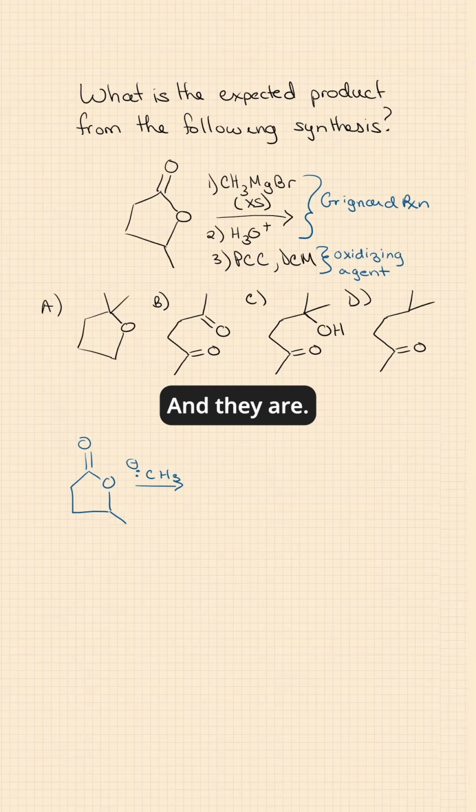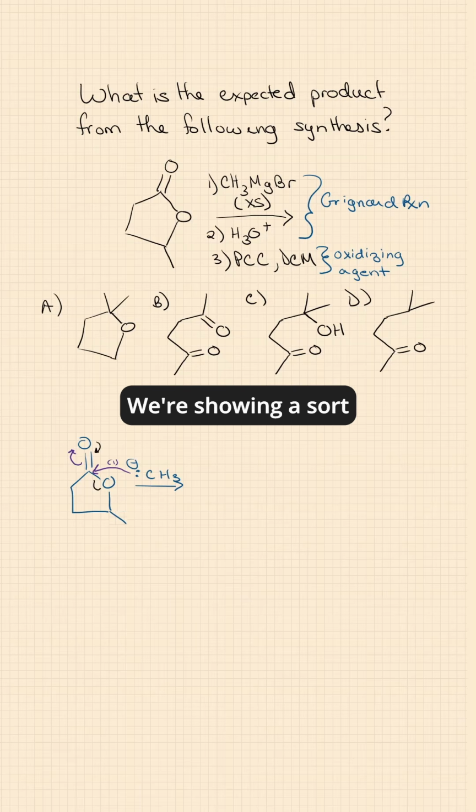So anytime I see a Grignard and a carbonyl, I should be thinking, oh, they're going to react with each other. And they are. Our Grignard reagent is going to come in and attack that carbonyl, open it up, and then that carbonyl is going to reform and eject out the other oxygen group on the ester. We're showing a sort of abbreviated mechanism here, but it's opening, it's closing, it's ejecting out the other oxygen.